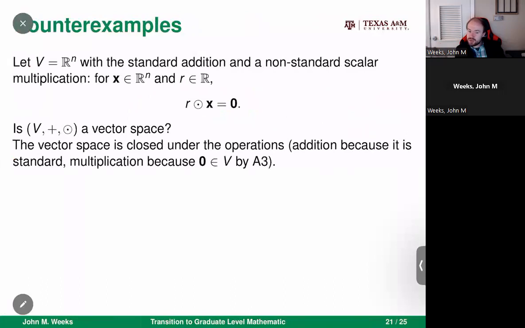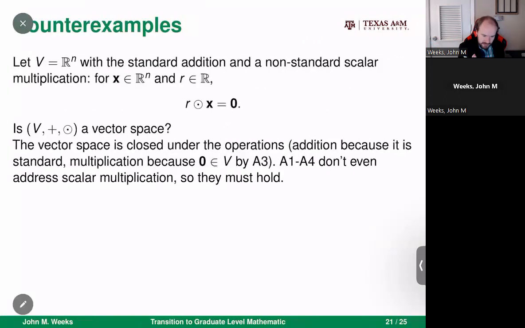The vector space is closed under the operations. For example, addition works because it's still standard. It's the same as addition from before. Multiplication doesn't have to figure into that at all. Multiplication is also closed under multiplication. Why is that? Because anytime I multiply any scalar r and any vector x, I'm always going to get 0. And 0, you better believe, is inside of my vector space. That's the 0 vector inside of Rn. So it is closed. Anytime I multiply two things together, I get something that's inside the space. That's the definition of closed under the operations.